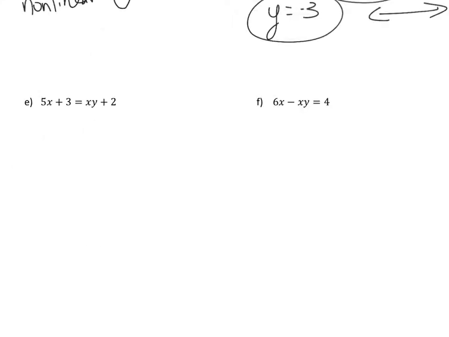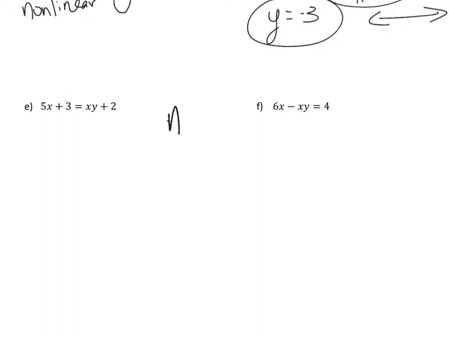Please try letter E and F on your own. Remember, the greatest common factor can be nothing greater than 1. There could be no decimals, no fractions. ax plus by equals c.